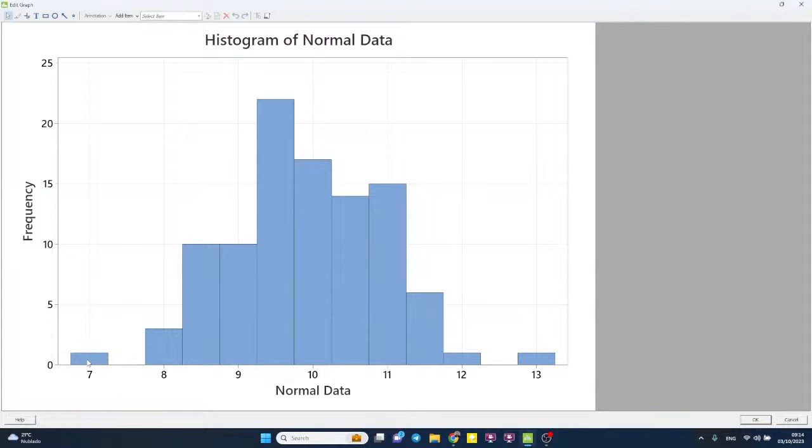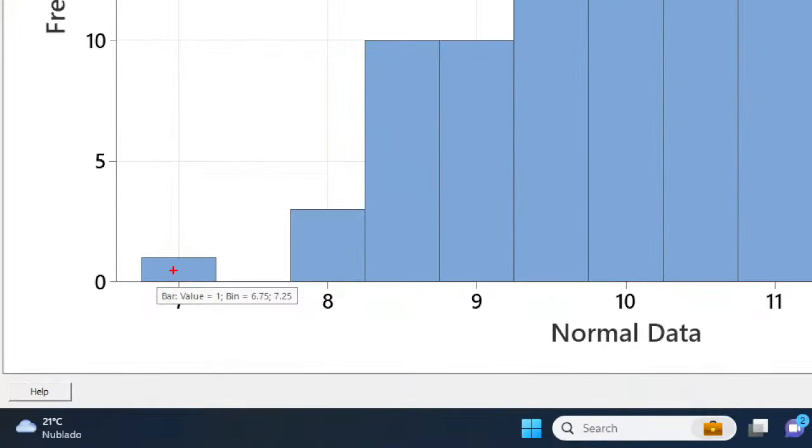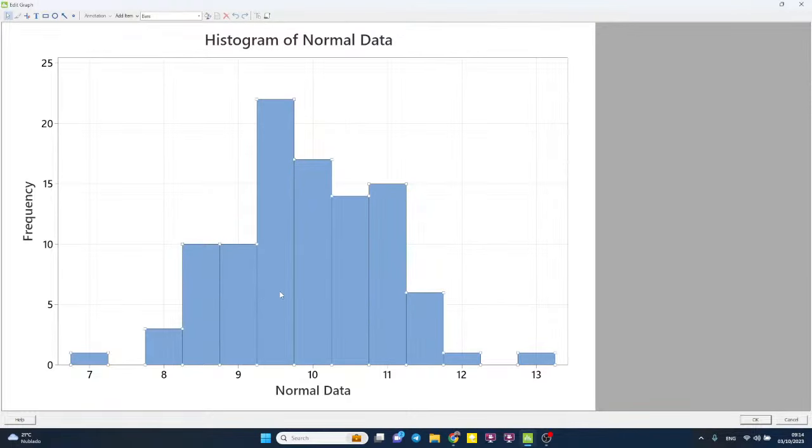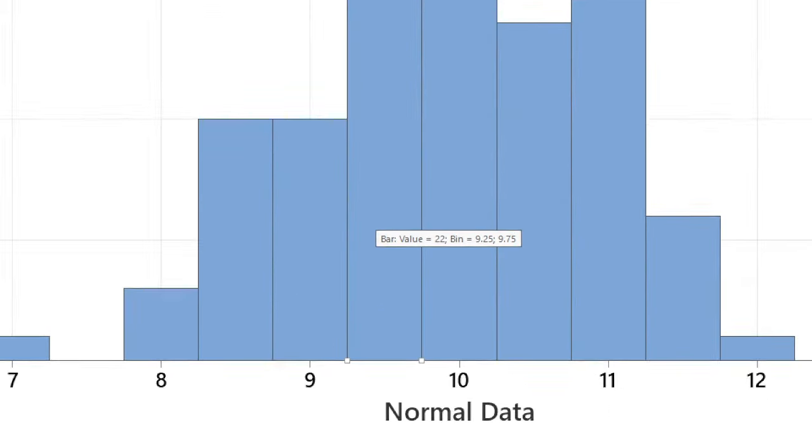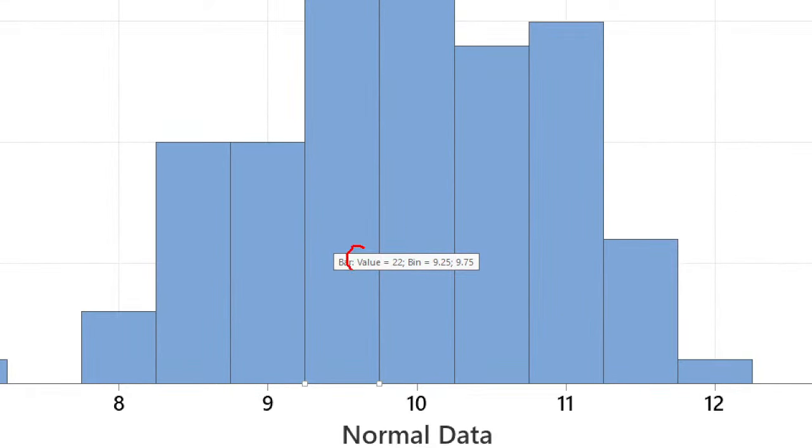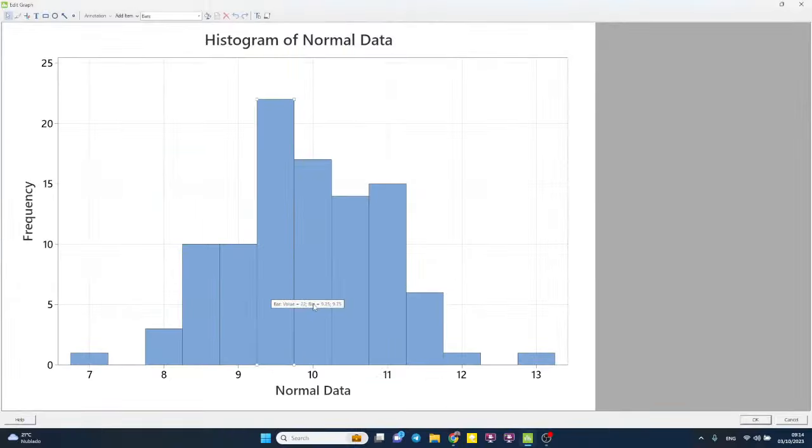Yeah, so for example, when I take this bar here and I see value equals 1 being from 6.75 to 7.25, what does it mean when I take this bar here and I see 22, and I see an interval from 9.25 to 9.75? So what does it mean?